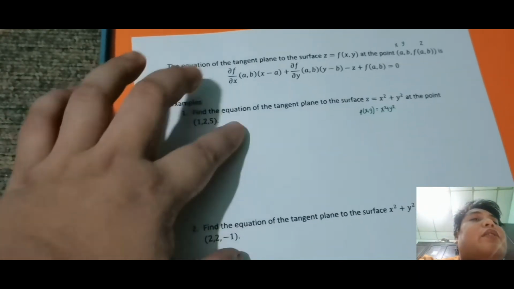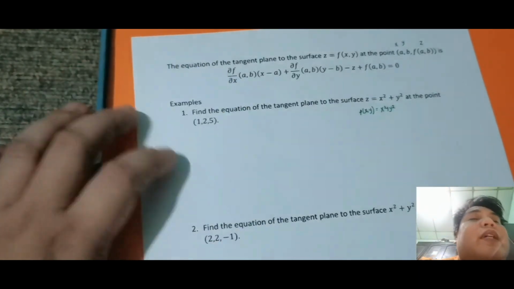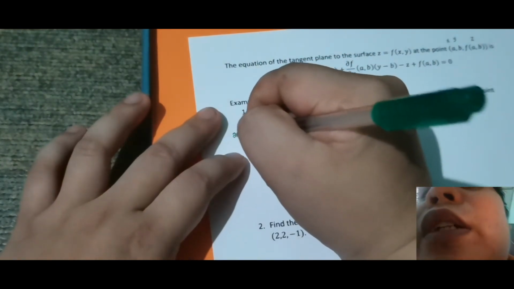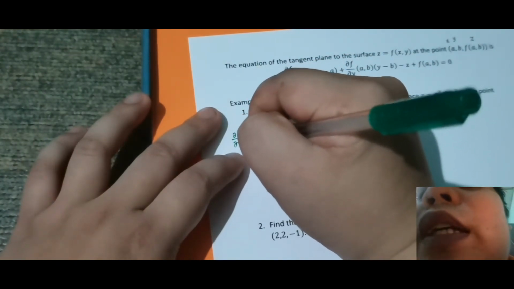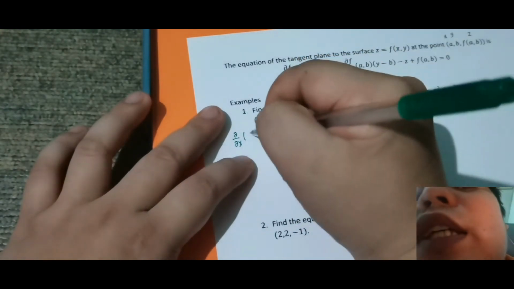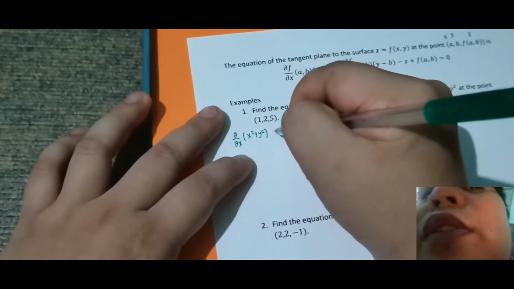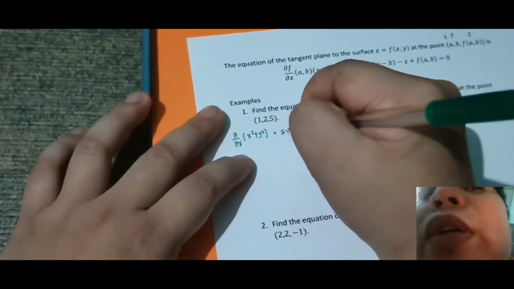Okay, so meaning anong kunin una? So partial derivative of f with respect sa x. So kunin natin yung partial derivative with respect sa x nung x squared plus y squared. Okay, so this is just equal sa 2x.